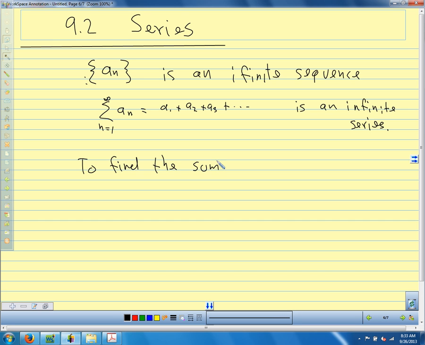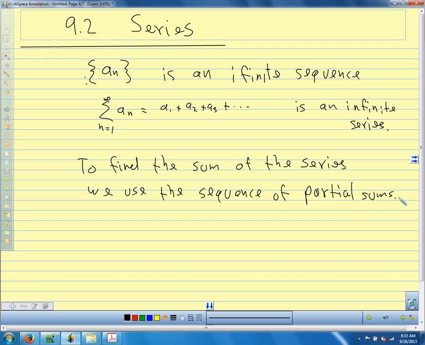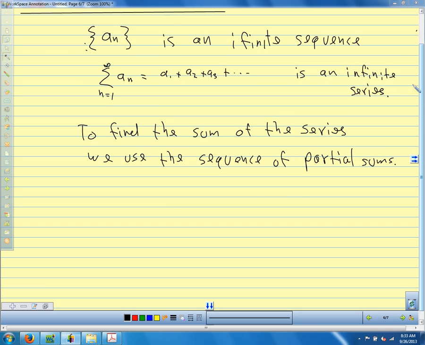Sequences a lot of times seem like the stepchild when we're talking about these things. We're talking about sequences. Okay, now we're done with that. We're going to talk about series. To find the sum of the series, we look at the sequence of partial sums. So this is where sequences and series tie together. This is how we find the sum.